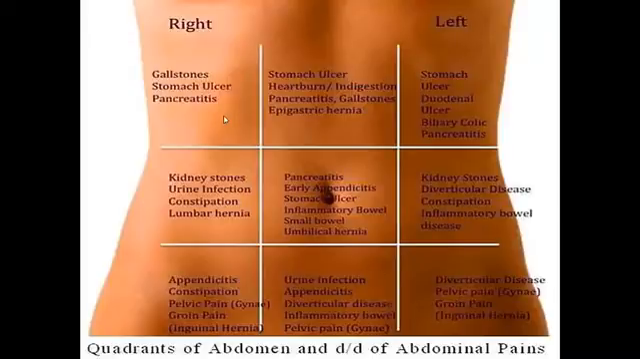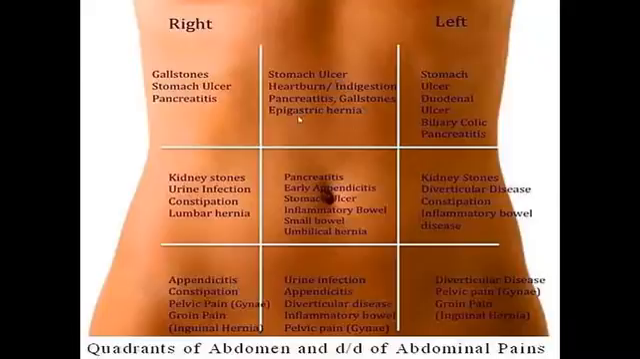So we're going to start with the right hypochondriac region. It's going to have gallstones because normally the gallbladder is going to be present in this area. You're going to have stomach ulcers and pancreatitis because the head of the pancreas is in this area. Here you're going to have anatomically the esophagus and the stomach.